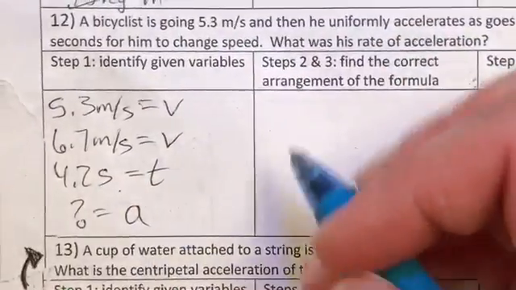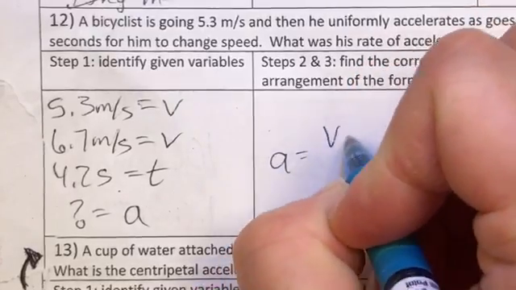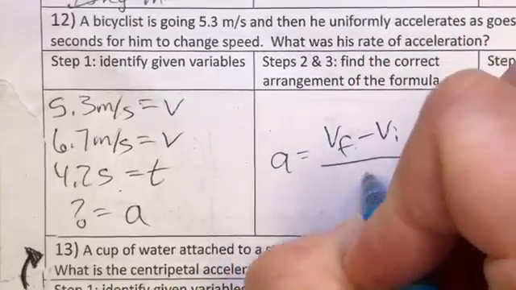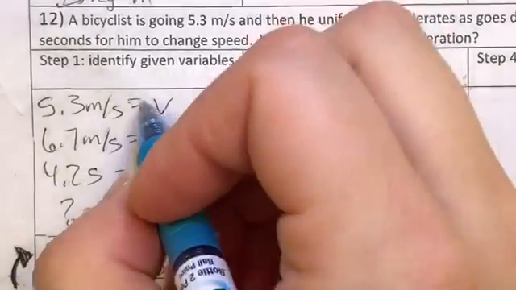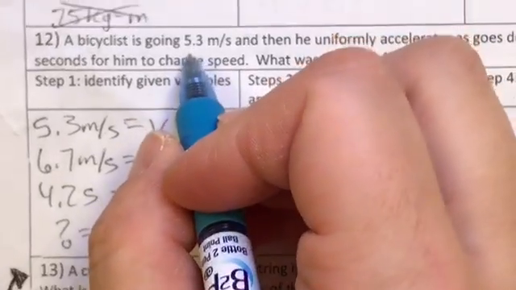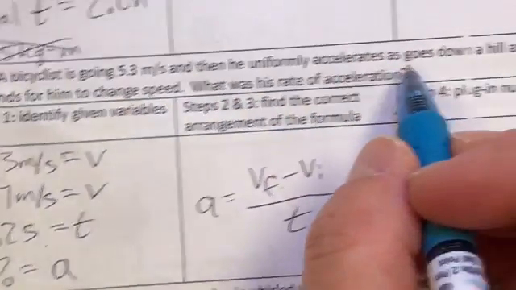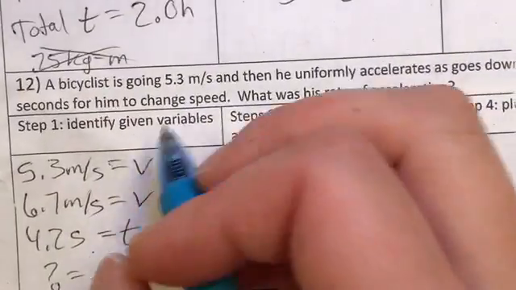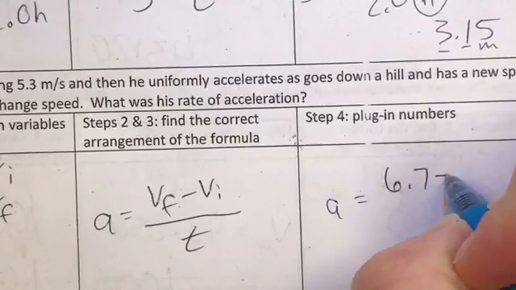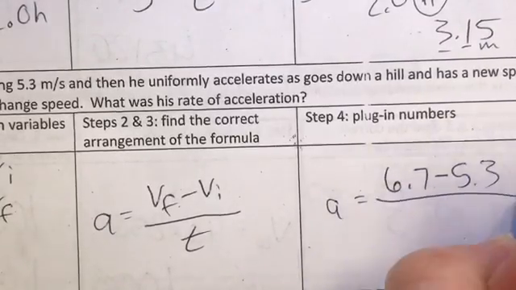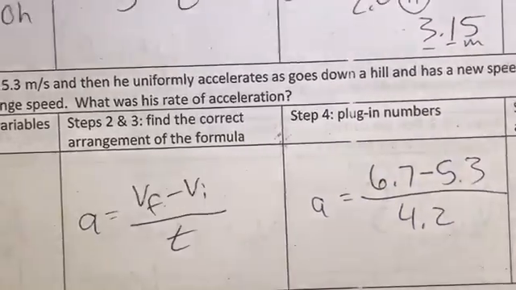Well, two velocities and a time. Acceleration is final velocity minus initial velocity over the change in time. Find that on your formula chart, not a problem. So final, initial, which one happened first? Well, he's going 5.3 and then he accelerated down a hill and then he was going 6.7. So this is your initial, that's your final. So acceleration is your final, 6.7, minus initial 5.3. Divide that by the time, 4.2 seconds.